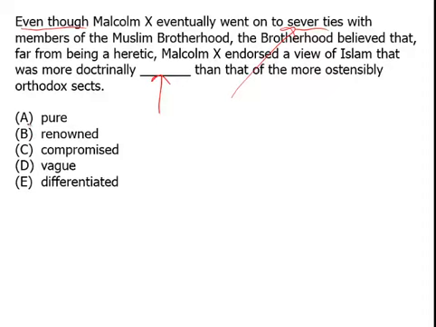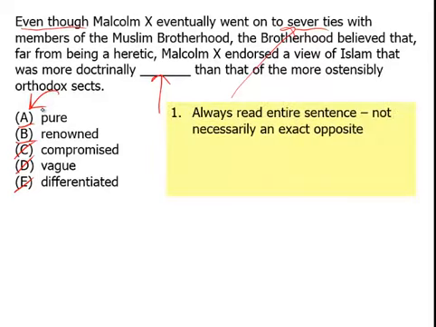But that leaves us with both A, pure, and B, renowned, or well-known. Compromise means kind of a lower quality, vague, something that's not clear. It's also negative. And differentiated is just a neutral word. So, of course, we're going for something here that is positive, and that's why we're left with A and B. But as you can see, the first part doesn't help us out. Therefore, again, read the entire sentence. So, note the sentence structure, read the entire sentence, and notice that it's not always the exact opposite of what we'd be led to expect.